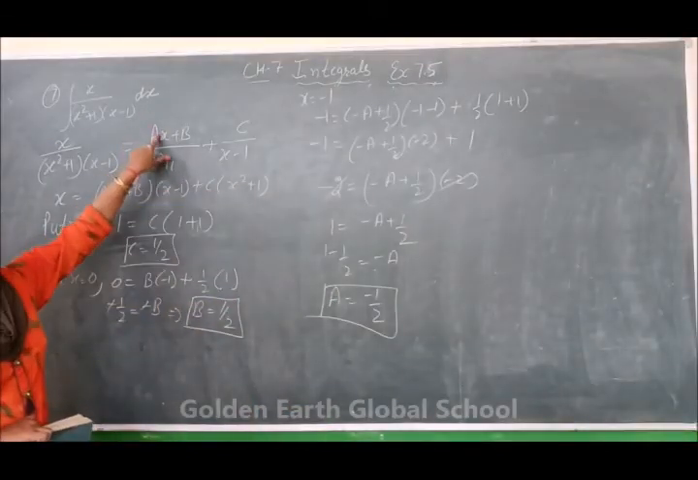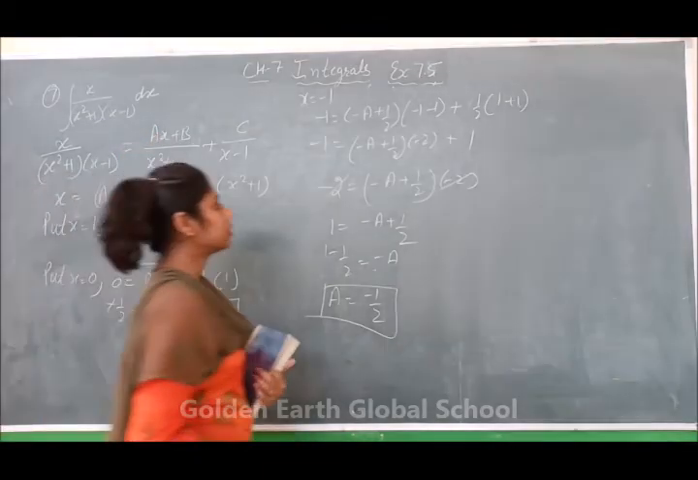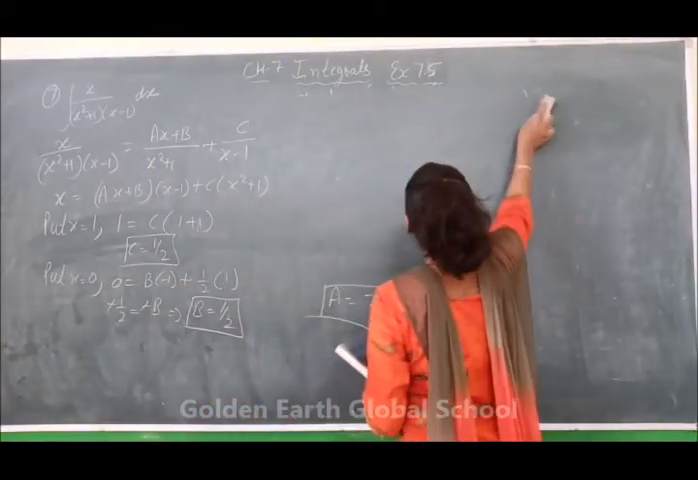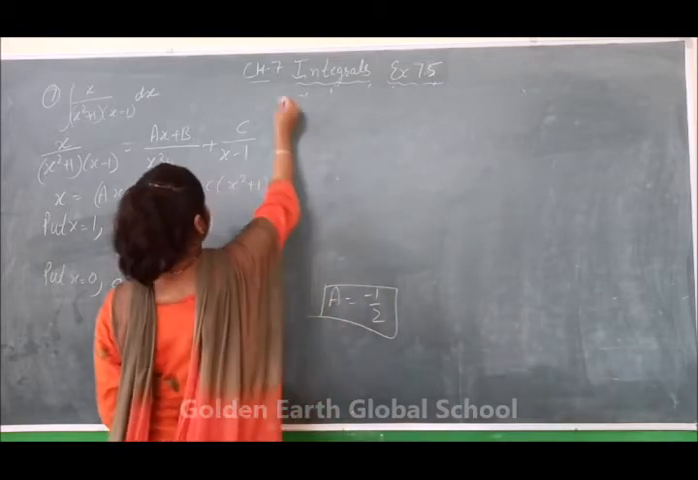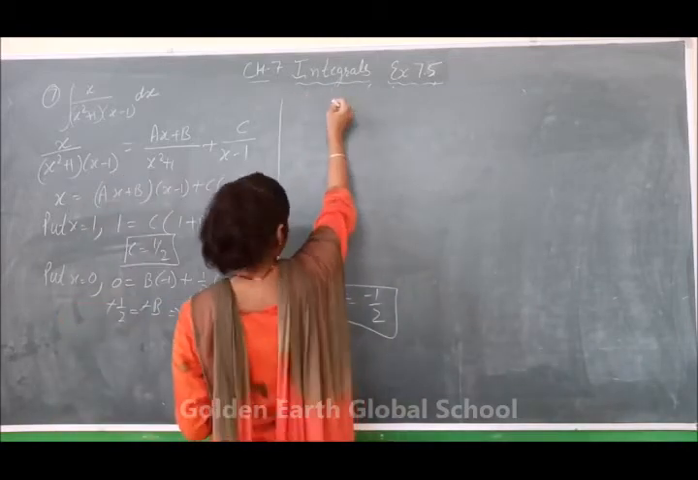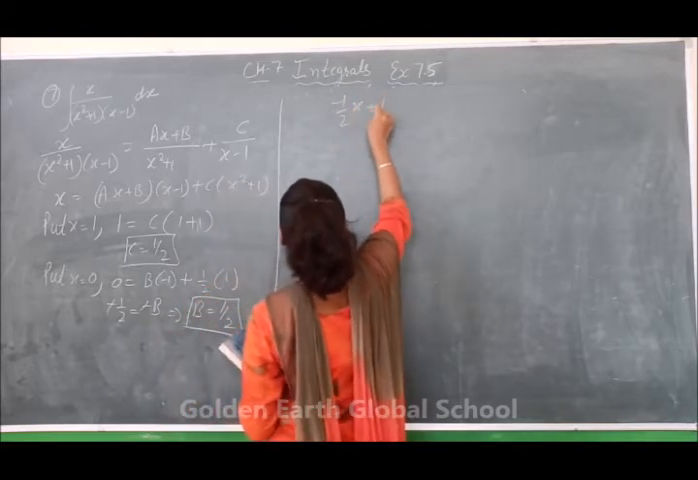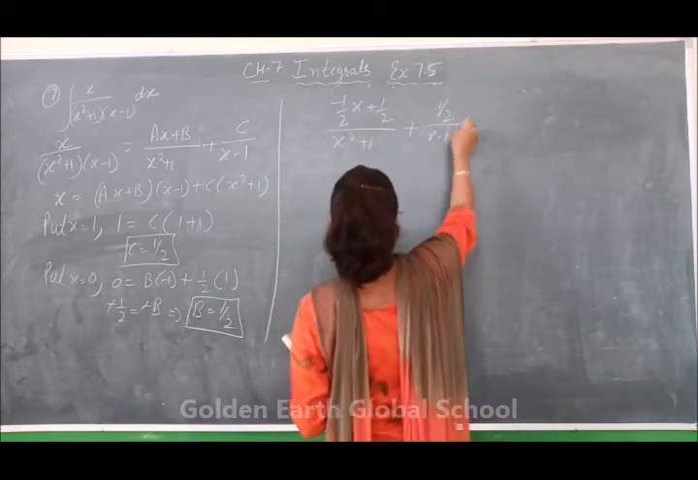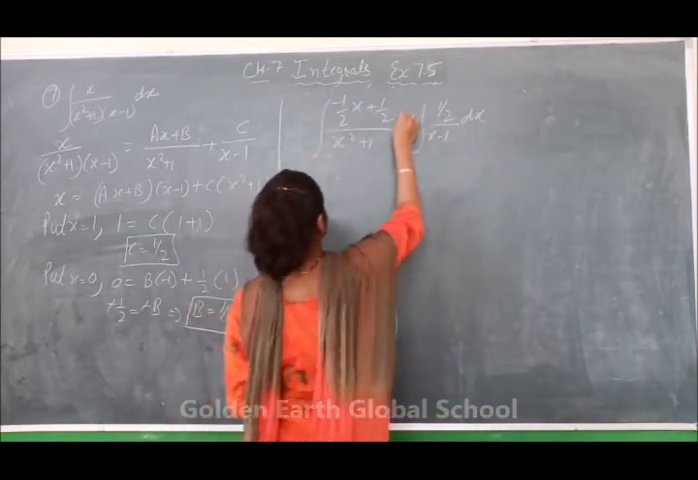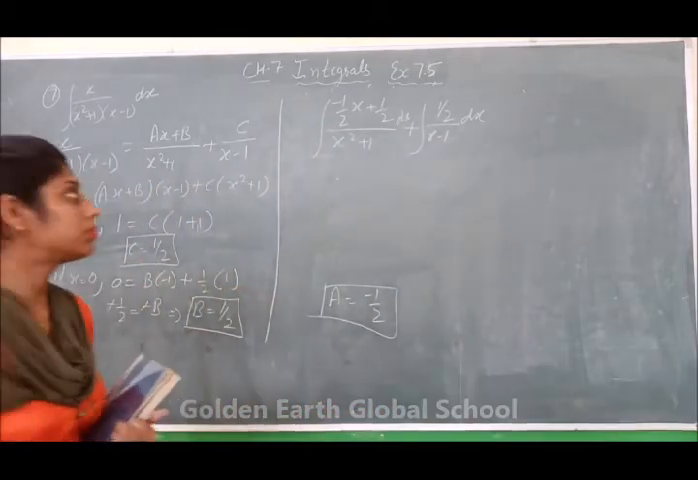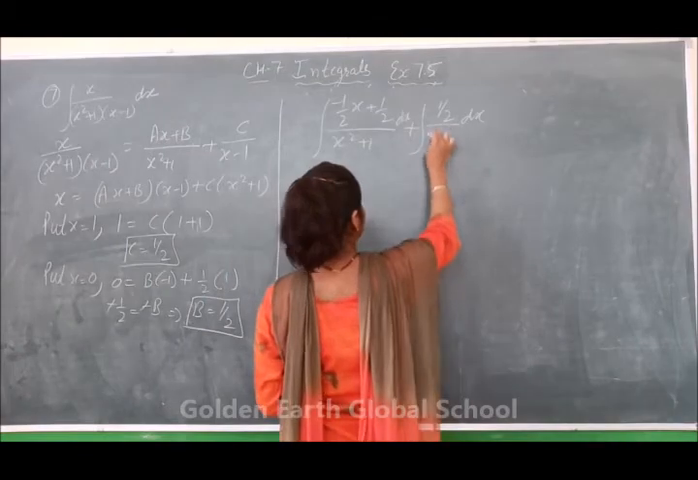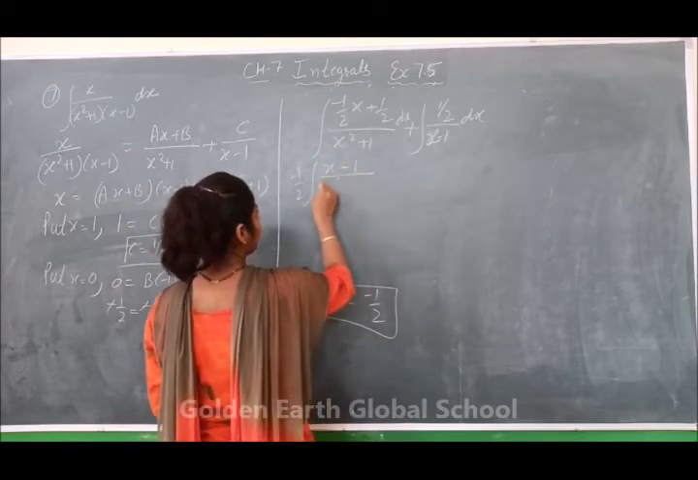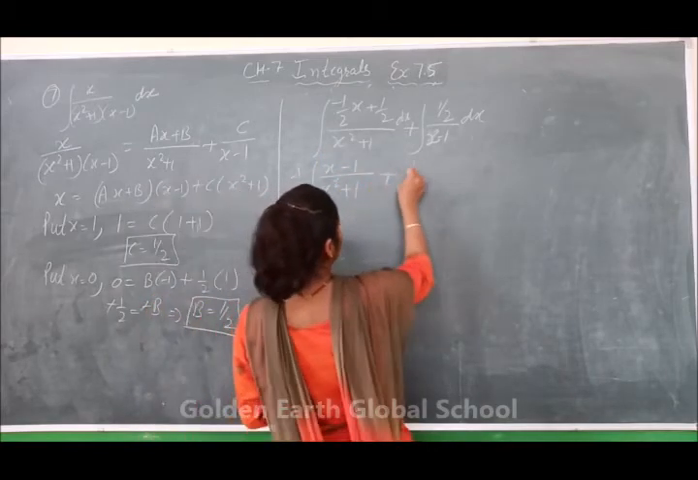Now put all the values here in this term. So our function will become A is minus half, B is half upon x square plus 1, C is again half. Now we have to take the integration. What is the integration of these terms? Take minus half common. Take out x minus 1 upon x square plus 1. Again 1 by 2 here.